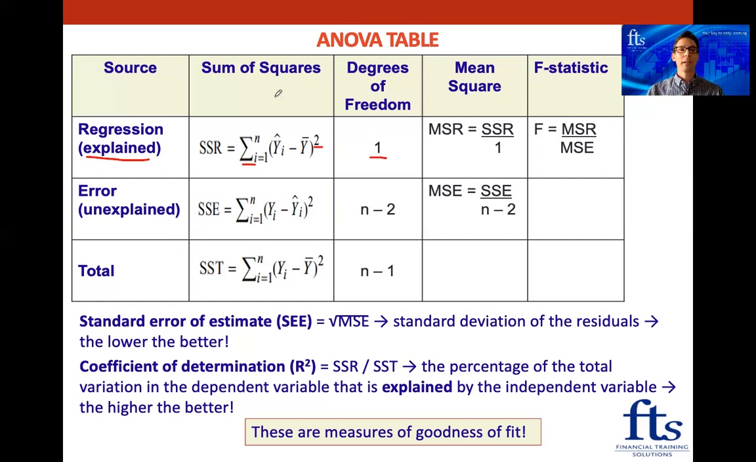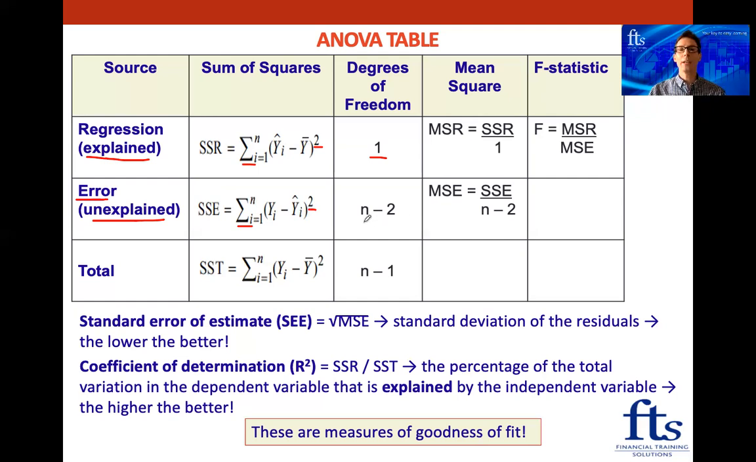Let us now go to the next one, the sum of squares error. Okay, so remember what the sum of squares error is. It is the variation in the dependent variable that is unexplained by our independent variable. And how do we calculate it again? It is the sum of the squared differences between our actual y values and the predicted y values.